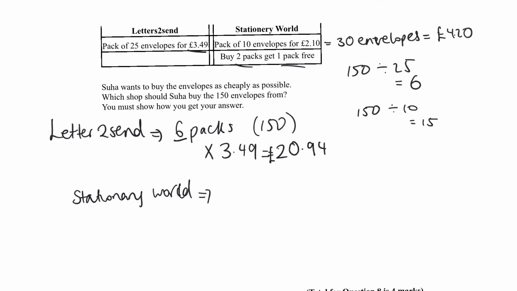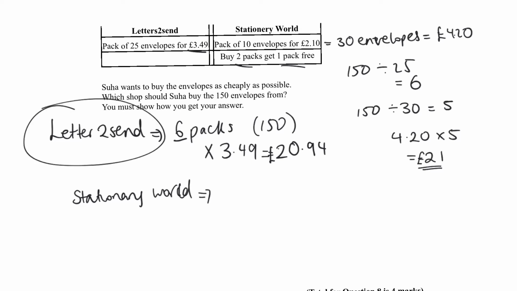So we actually need to do 150 divided by 30, and that would leave you with an answer of 5. So then if you do the £4.20 times 5, you end up with an answer of £21. So as we can see, only by a slight margin, to be fair, the cheapest one is Letters to Send.